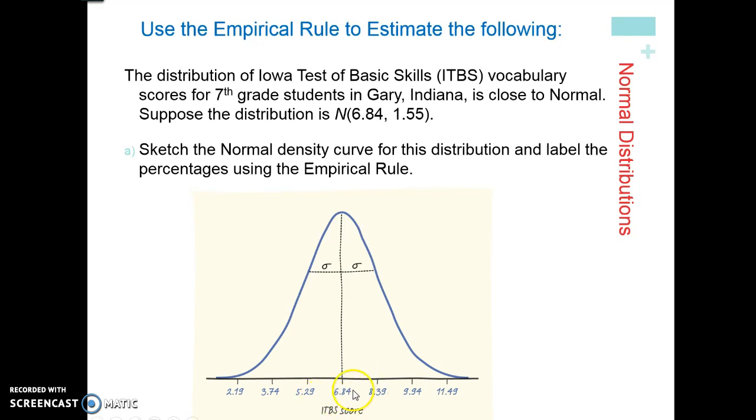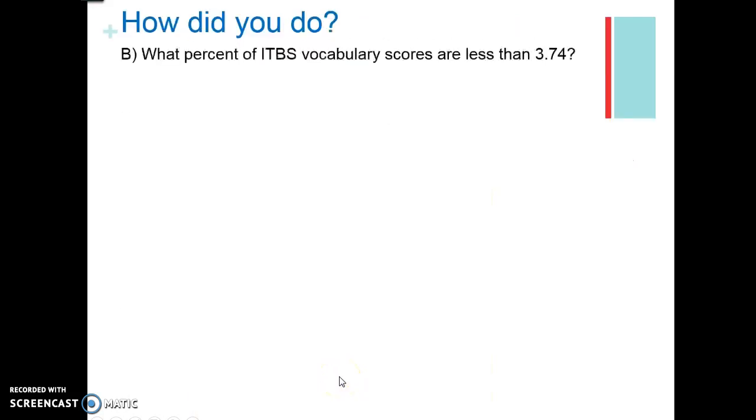Okay, so notice here is our mean right in the middle. And then to get the first standard deviation, I just add 1.55, add 1.55, add 1.55, subtract 1.55, subtract 1.55, subtract 1.55. And you only need to label up to 3 standard deviations because that's where most of your data is going to lie. 99.7% specifically is going to lie between -3 and +3 standard deviations away from the mean. Okay, so what percent of scores are less than 3.74? Take a look at the curve you have drawn and go ahead and answer that question.